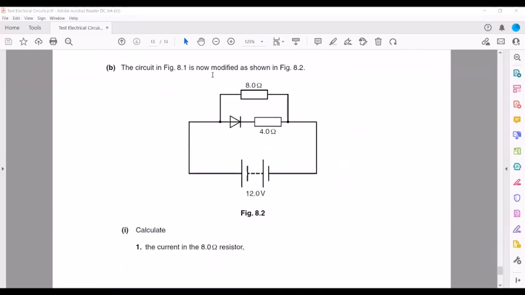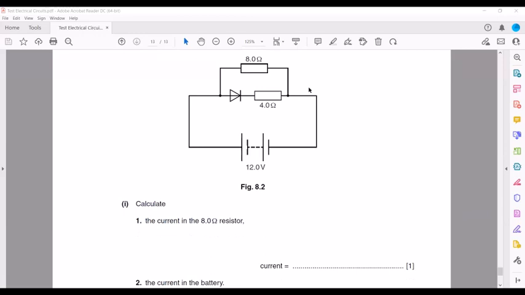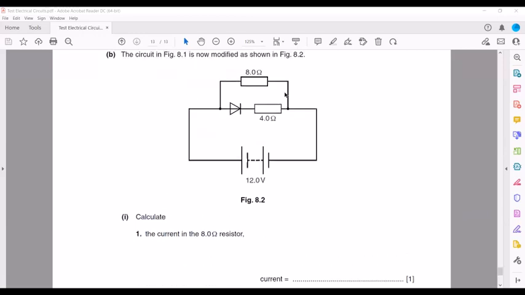The next part: the circuit in figure 8.1 is now modified as shown. What is the current in the 8 ohm resistor? The total voltage of the battery is 12, and the voltage across the 8 ohm resistor is also 12 because it is in parallel to the battery, so the same voltage will be there. Then we use the formula V equals IR, where V is the voltage, 12, I is the current we are finding, and R is the resistance, 8. So 12 divided by 8 is equal to 1.5 amperes.